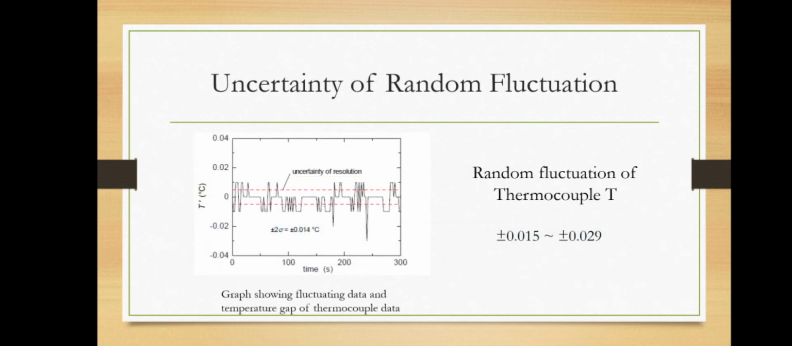The uncertainty of fluctuation was obtained by measuring the temperature of a metal block under a controlled surrounding temperature. The 50/60 Hz frequency cutoff filter setting is selected. The uncertainty of the resolution is smaller than the fluctuation. The uncertainty of random fluctuation is not constant. It is much smaller than the uncertainty of the instrument and the uncertainty of the reference junction compensation. Then, the overall random error for the T thermocouple is between plus minus 0.015 and plus minus 0.029.